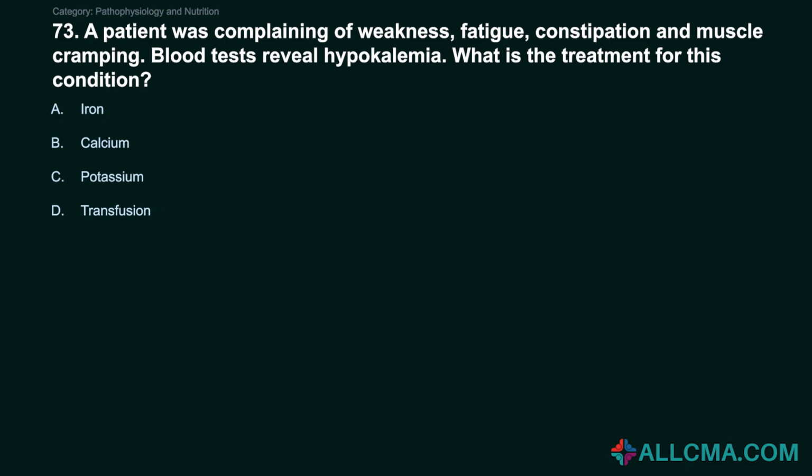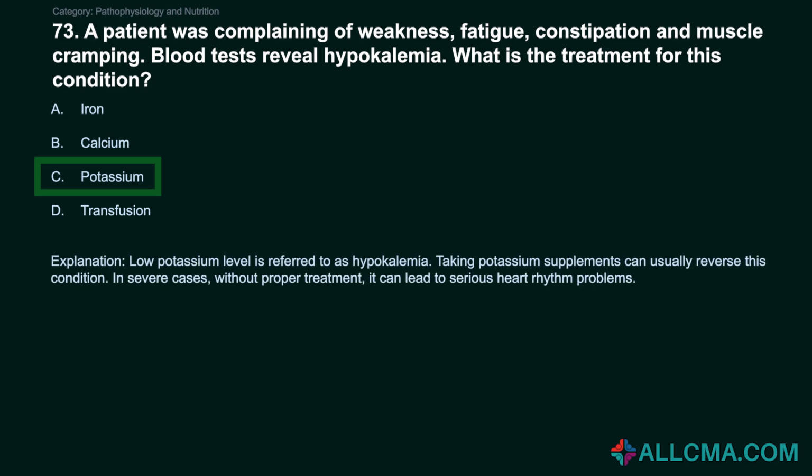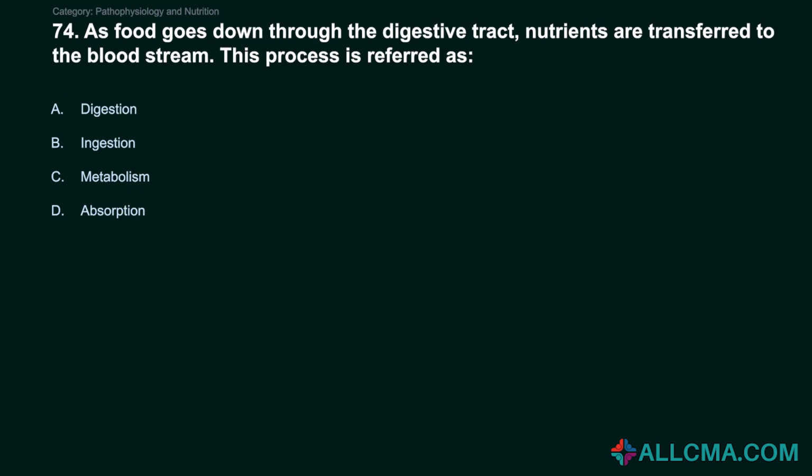73. A patient was complaining of weakness, fatigue, constipation, and muscle cramping. Blood tests reveal hypokalemia. What is the treatment for this condition? A. Iron. B. Calcium. C. Potassium. D. Transfusion. Correct answer, C. Potassium. Low potassium level is referred to as hypokalemia. Taking potassium supplements can usually reverse this condition. In severe cases, without proper treatment, it can lead to serious heart rhythm problems.